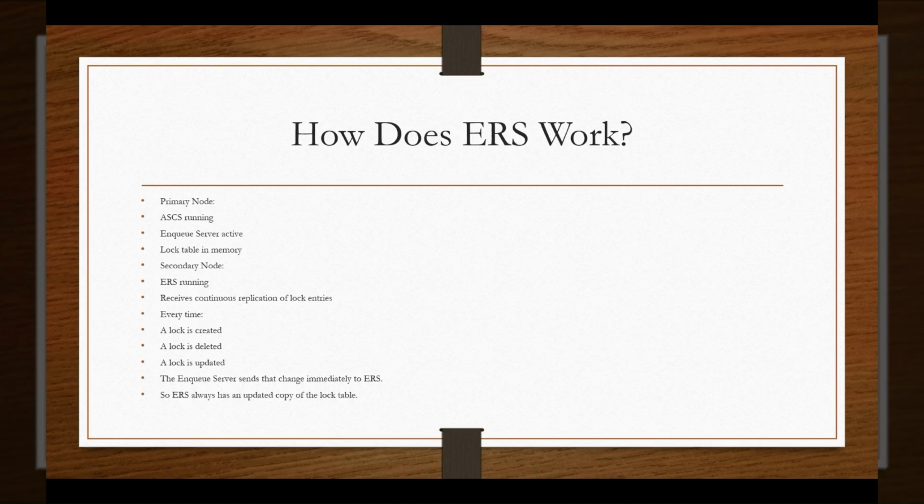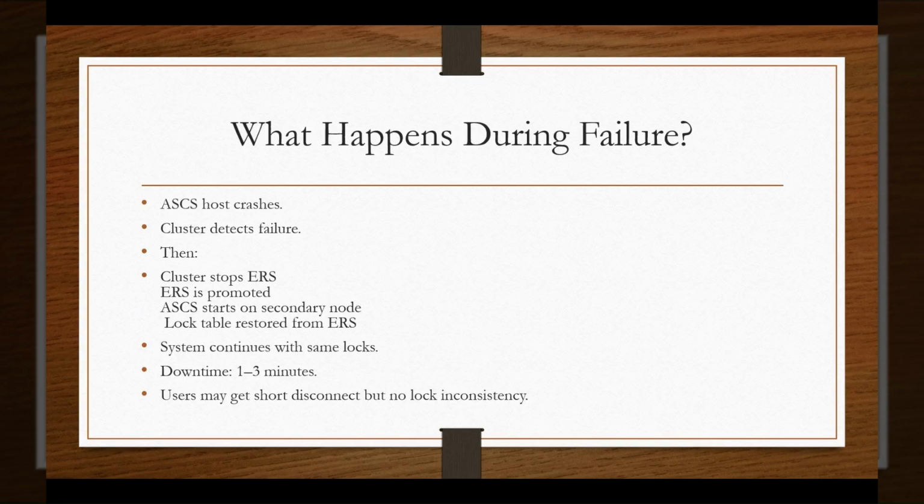The NQ server sends those changes immediately to ERS, so at any point in time, central instance and ERS are at the same state. In case the central instance host crashes, the cluster detects a failure, the cluster stops ERS, ERS is promoted to central instance, and ASCS starts as secondary node. The lock table is then restored to ERS, like the positions of central instance and ERS are changed automatically during a failure. System continues with the same locks.